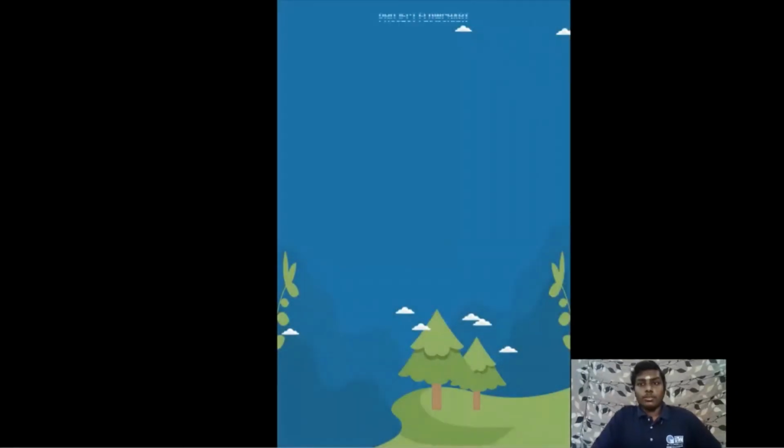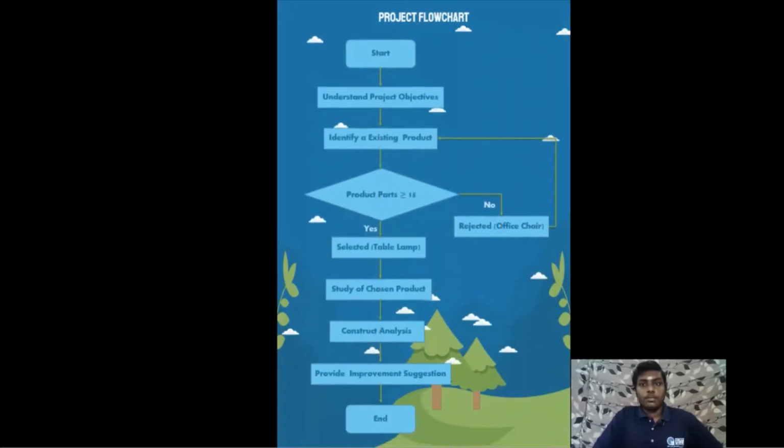Now, I would like to discuss the project flow. The flowchart starts with understanding the project objective, followed by identifying an existing product. The product should consist of a minimum of 15 parts made from a mixture of polymer and metal. We rejected the office chair as our main product as it has less than 15 parts. Therefore, we chose the table lamp, which consists of 18 parts, as our project product.